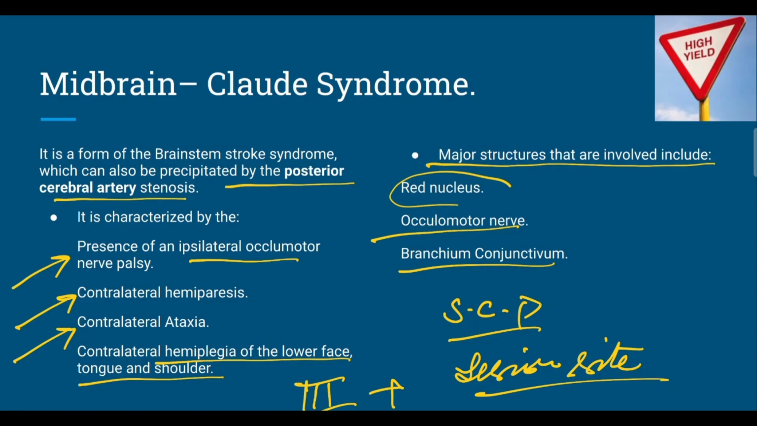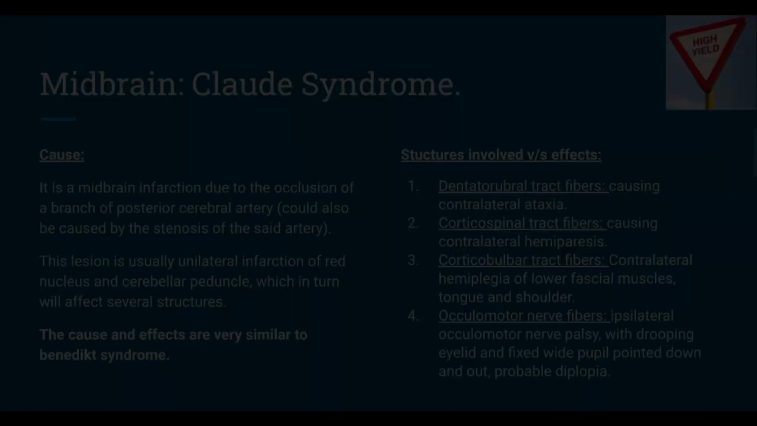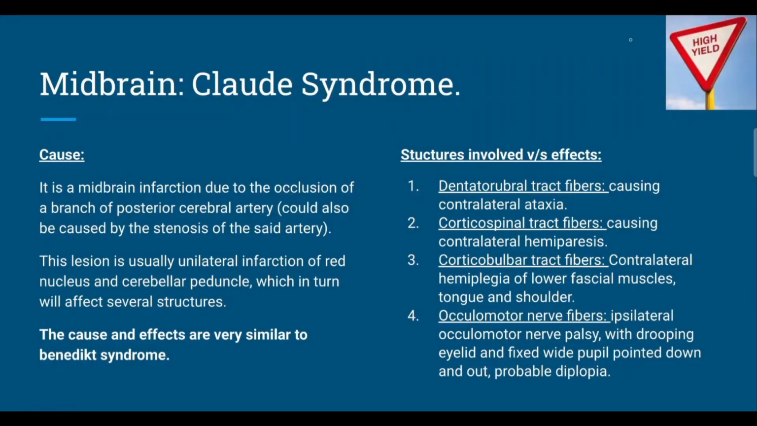High yield, vignette friendly, and a perfect neuroanatomy challenge. Now, let's dig into what causes Claude syndrome and how its structure drives those symptoms. Prime Step 1 material. The root cause is a midbrain infarction, typically from occlusion or stenosis of a posterior cerebral artery branch. This unilateral lesion often nails the red nucleus and cerebellar peduncle, disrupting key pathways. Sounds familiar? It's pretty similar to Benedict syndrome, so watch out for the comparison questions on the exam.